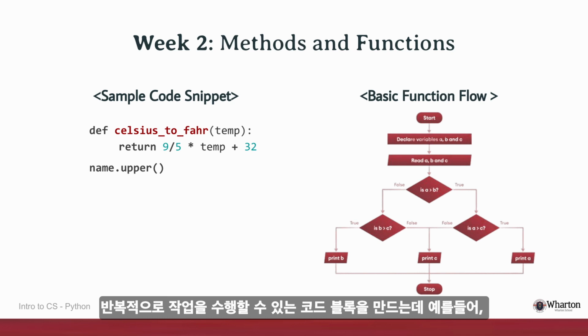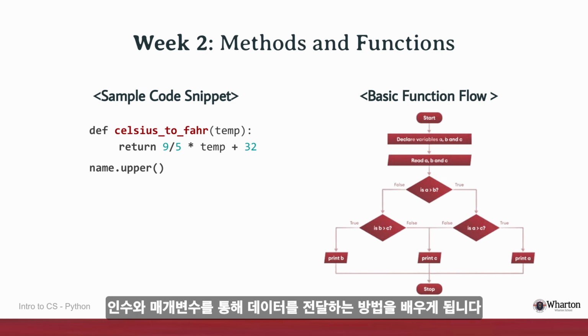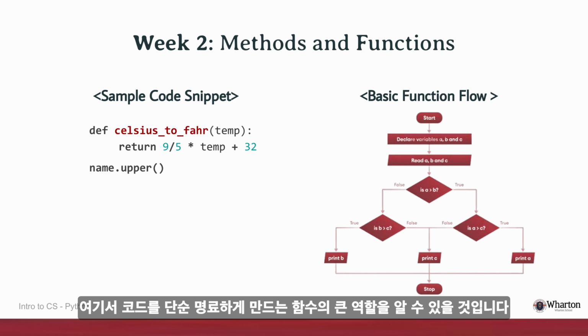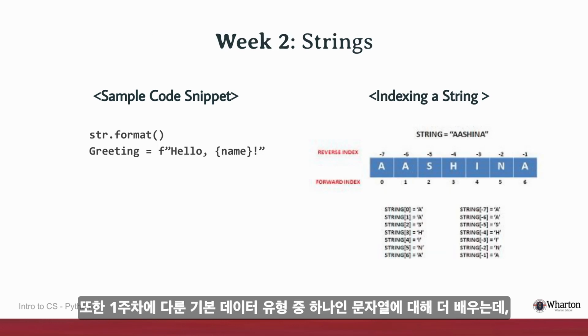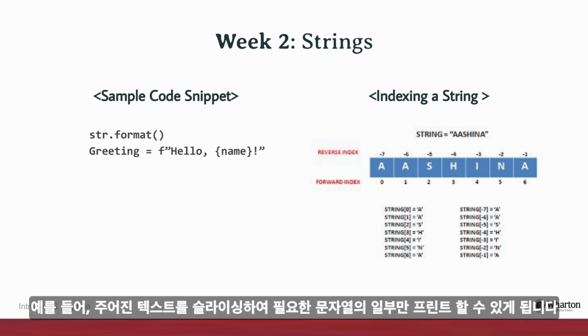You'll create reusable blocks of code that can perform tasks, like converting Celsius to Fahrenheit, and learn to pass data around with arguments and parameters. Here's where you start to see the power of functions in organizing your code. We also learn more about strings, one of the primitive data types covered in Week 1. You'll learn how to manipulate strings to display and process information exactly how you need it. For example, slicing and dicing a given text and printing only pieces of the string.